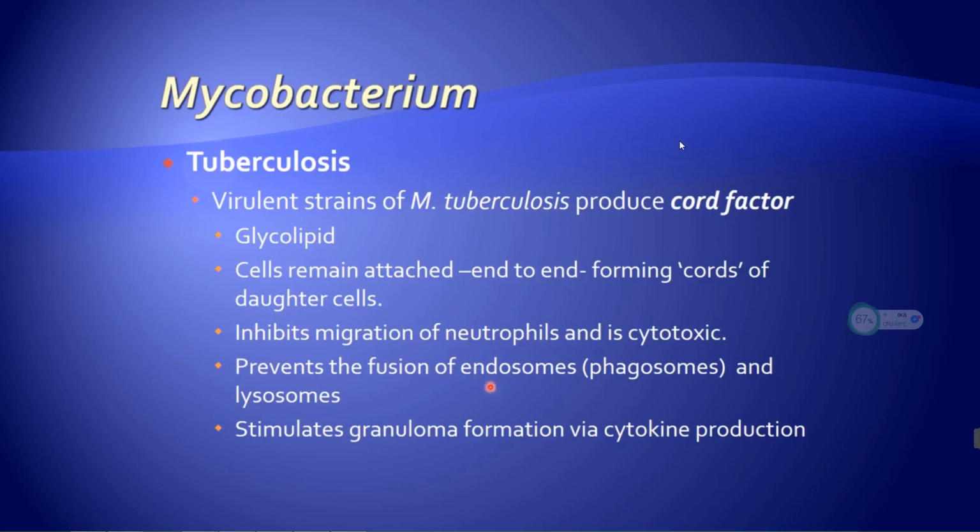In addition, the cord factor seems to be involved in what we call granuloma formation. It can actually stimulate cytokines that favor granuloma formation. And that leads to a very interesting theory, and we'll deal with that theory in a little while.